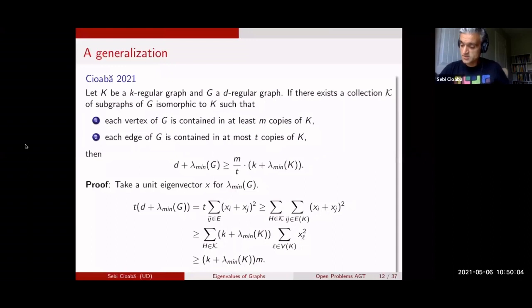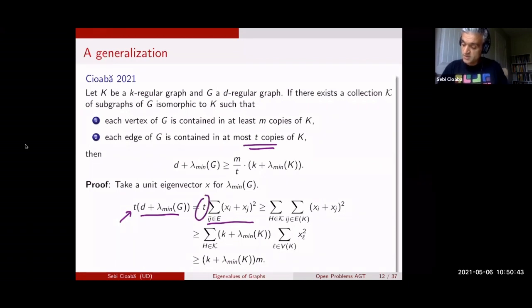So here's the proof, it's 3 lines. So again, you have these conditions that each vertex is contained in at least M copies and each edge is contained in at most T copies. So I start with the T. So I have the T here. So I take a unit eigenvector for lambda mean. Then, because X is unit, D plus lambda mean equals this summation here. That's pretty easy. And now each edge in the graph is contained in at most T copies of K.